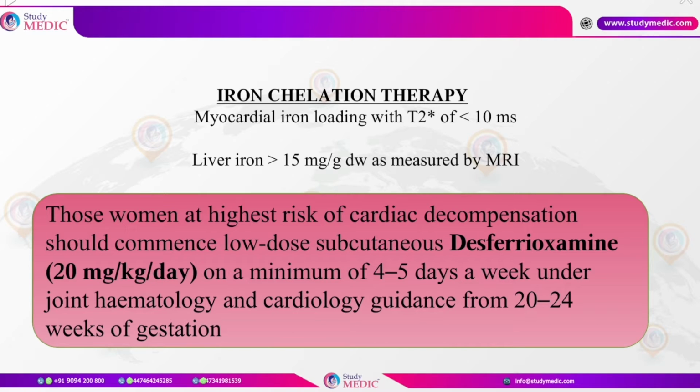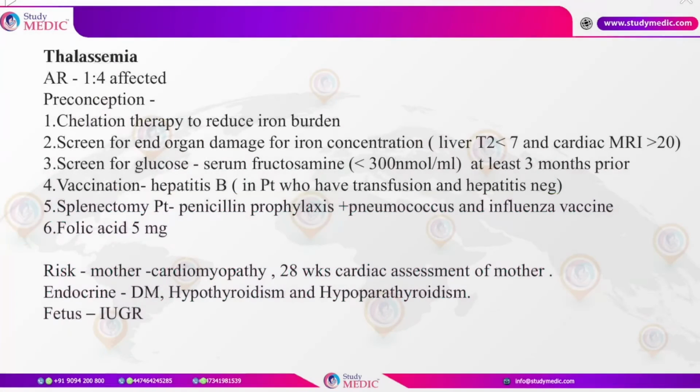Whenever there is a requirement of iron chelation therapy, what are the criteria? Whenever the myocardial iron load with a T2 weighted scan is less than 10 millisecond, or the liver iron is more than 15 milligram per gram dry weight as measured by MRI, those women at the highest risk of cardiac decompensation should commence low dose subcutaneous desferrioxamine, which is 20 milligram per kg per day on a minimum of 4 to 5 days a week, under joint hematology and cardiology guidance from 20 to 24 weeks of gestation. It's very important because of the repeated transfusions, these patients are at risk of iron overload.